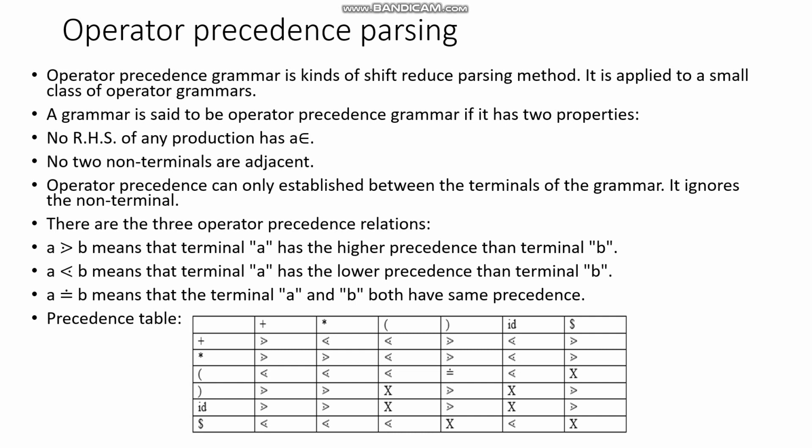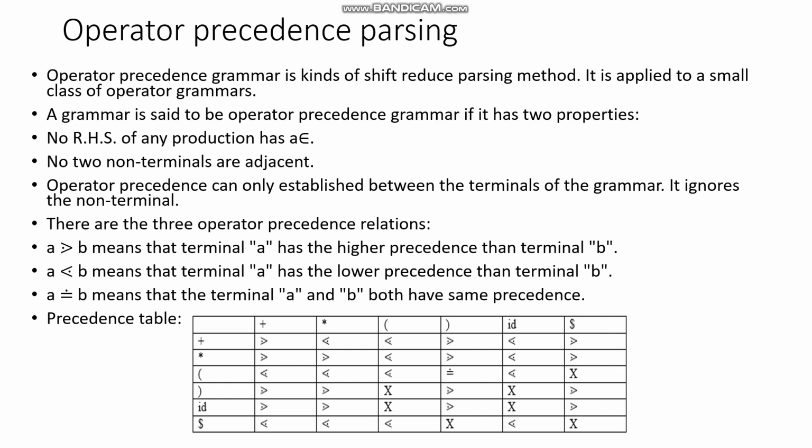We can define this as: a parser that reads and understands an operator precedence grammar is called an operator precedence parser. Firstly, we define the precedence relations between every pair of terminal symbols, and secondly, we construct an operator precedence table. So the first thing we are going to do is define the precedence relations.